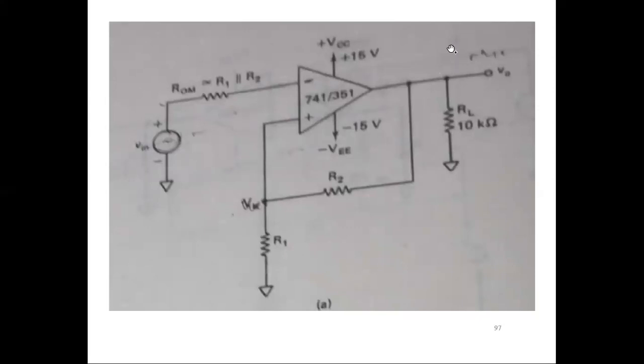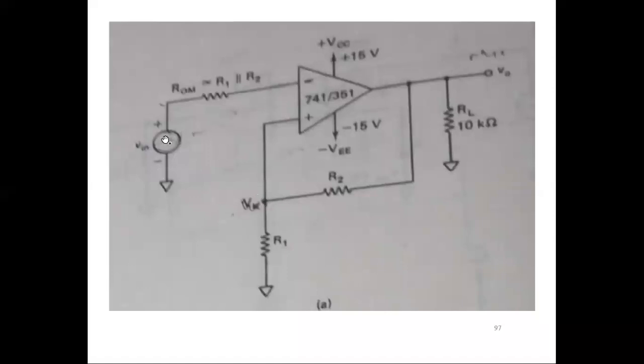If the output is positive here, that is plus VSAT, the voltage here will be, this is a potential divider kind of network, two resistors you have. So V0 divided by R1 plus R2 will be the current flowing here, multiplied by R1, because this is connected to ground, will be the voltage here. So voltage here will be V0 divided by R1 plus R2 into R1. That will be the voltage here.